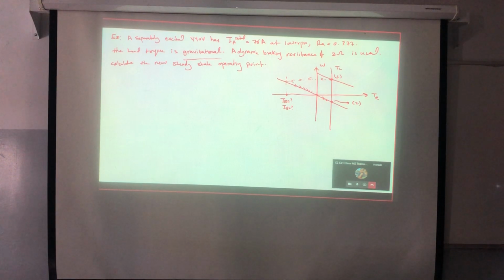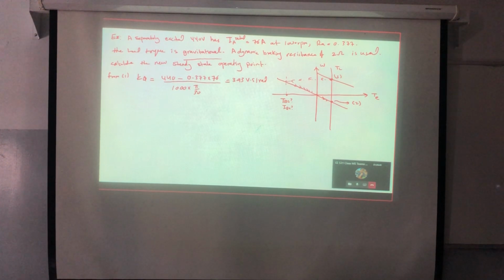Because I'm assuming that I'm not changing the field, from point 1, which is the initial point, I can calculate K phi. K phi equals 440 minus 0.377 multiplied by 76, over 1000 multiplied by pi over 30, and it happened to be 3.93 volt second per rad. I think I gave you that before. Did I make mistakes?